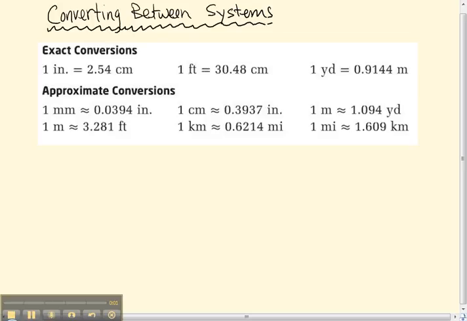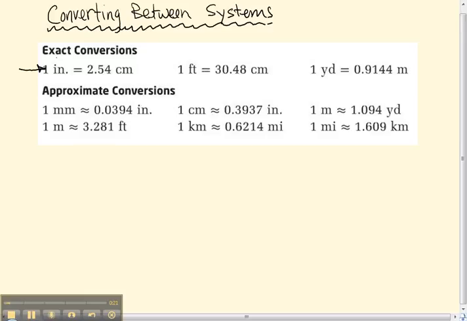Alrighty, folks. We're just going to be looking today at converting between the two different systems, SI and Imperial. And to do that, we need to know some of these conversion factors, like you see here. So 1 inch equals 2.54 centimeters, and all those other ones that you see there.